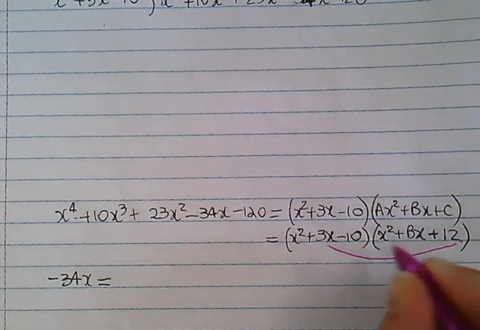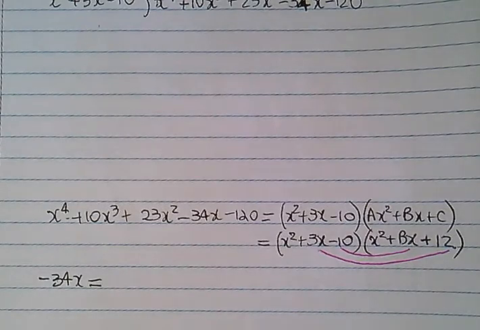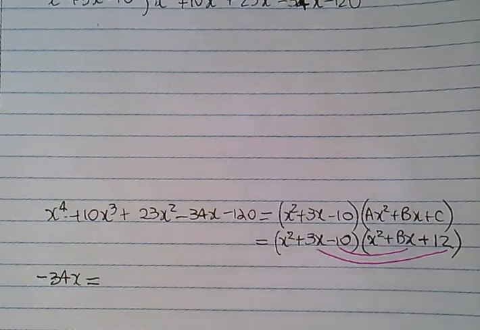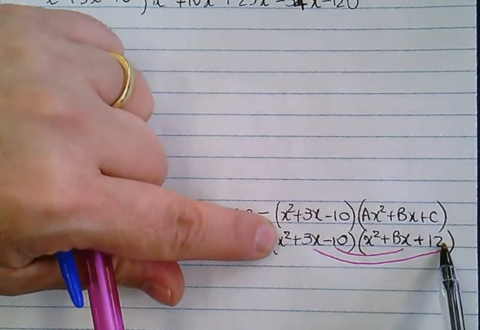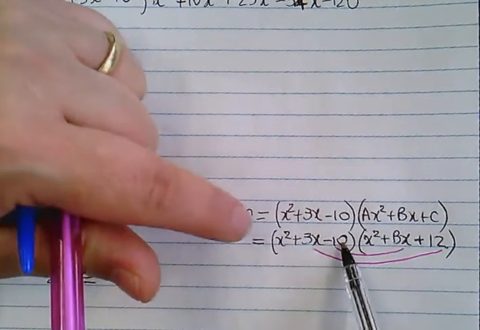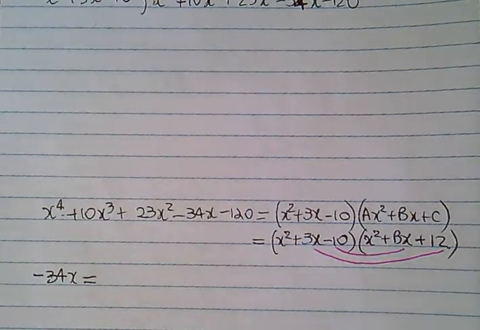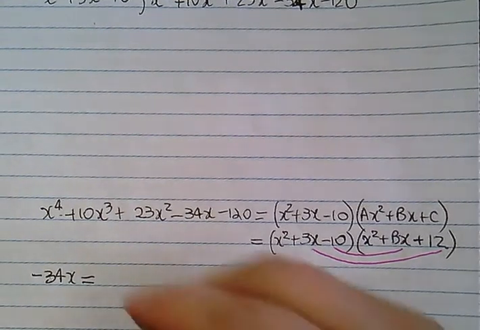3x times the constant. Where else? Minus 10 times bx. That's it. If you go for x squared, I'm going to have to do the constant times the x squared and the x times the x, twice for each one. Too many to do. If I did the x squared, I'd have to do x squared times 12, but I'd have to do the x times the x, and negative 10 times x squared as well. So I just didn't want to go near the x squareds. Too many combinations.